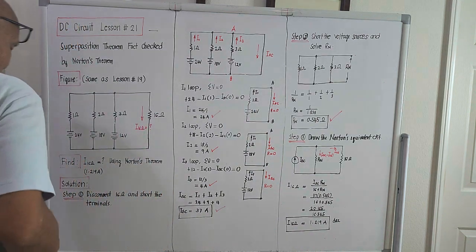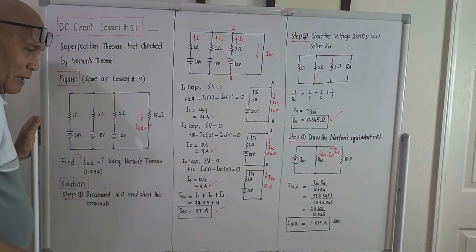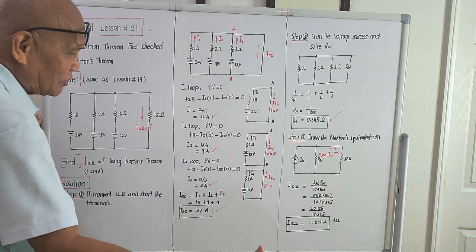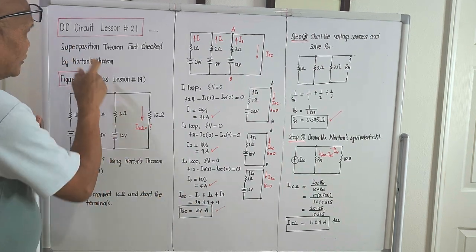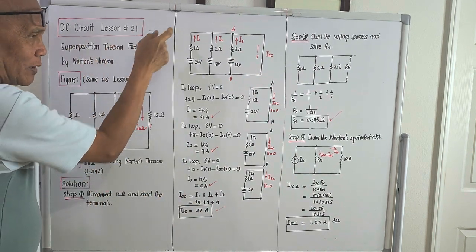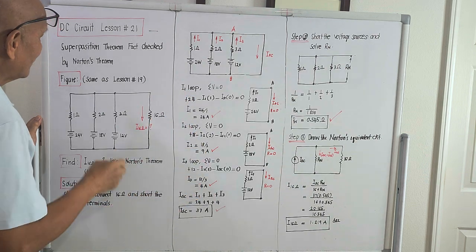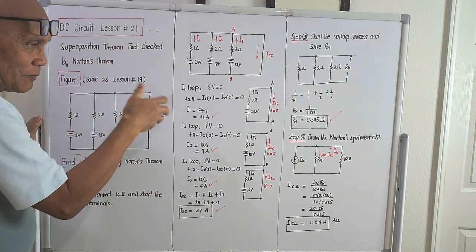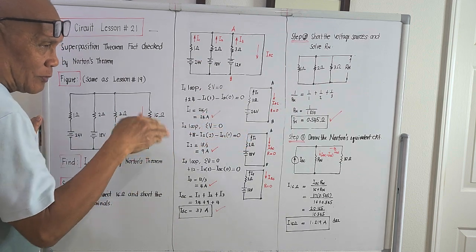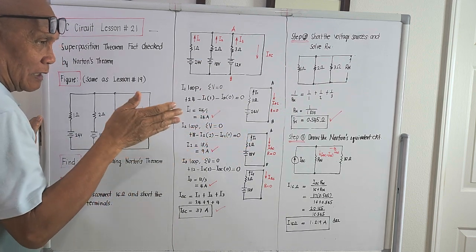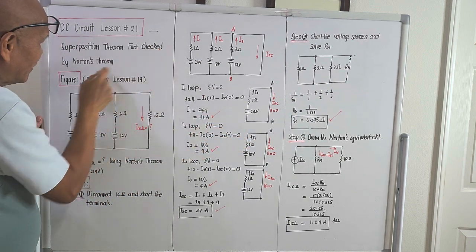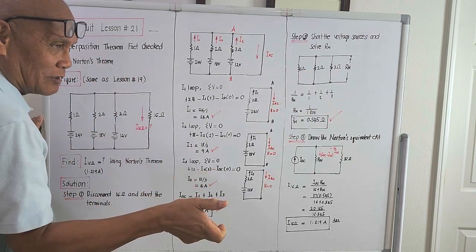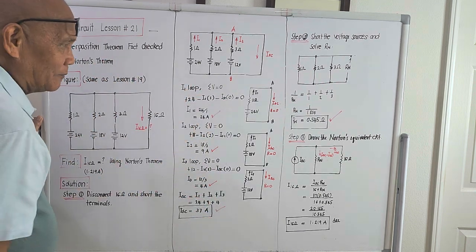The subject matter that I will be discussing this morning will be a continuation of my long video format topic. It's a complete syllabus, DC circuit lesson number 21, and the title of the topic will be Superposition Theorem Problem. It's a problem on superposition theorem, and it will be fact checked by Norton's theorem. Let's try to check the validity of the answer, if it is correct or not.